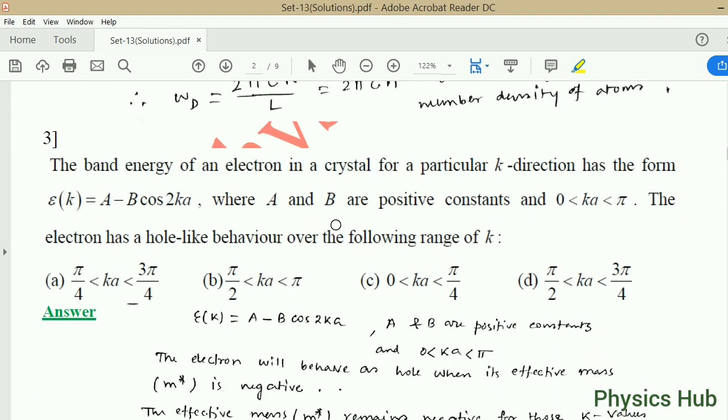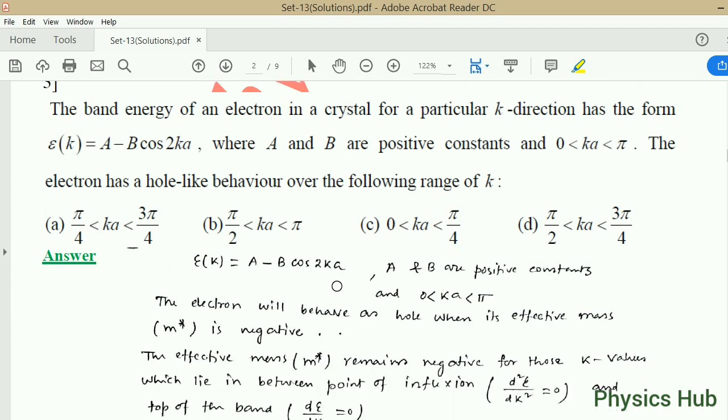Now moving to question number 3. The band energy of an electron in a crystal for a particular k direction has the form E(k) = A − B cos 2ka, where A and B are positive constants and 0 < ka < π. The electron has a hole-like behavior over the following range.